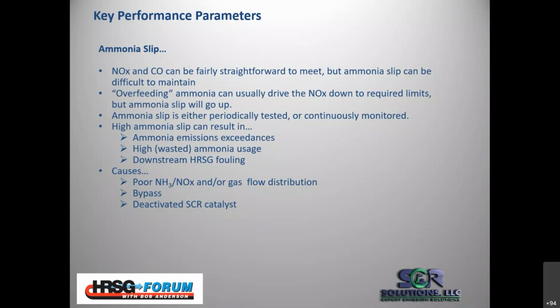The causes of high ammonia slip levels are usually 3 factors. It's poor distribution, which we'll talk about; bypass, where ammonia is sneaking around the catalyst in some areas, whether it's the walls or the roof or between the modules; or deactivated SCR catalyst. And that's in the order of priority or experience. Deactivated SCR catalyst in a combined cycle unit, yes, it does happen, but it takes a long time. The deactivation rate on catalysts when burning natural gas is pretty low.